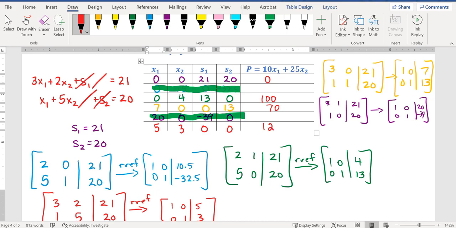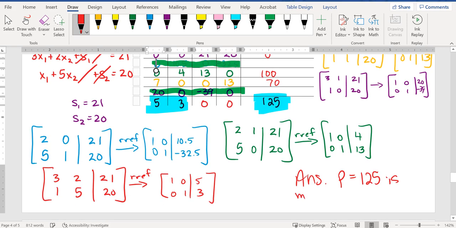My answer, this is the biggest value of P when X1 is 5 and X2 is 3. So again, the answer, P equals 125 is a max, so it's maximized when X1 is 5 and X2 is 3.